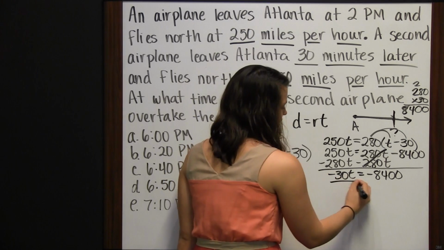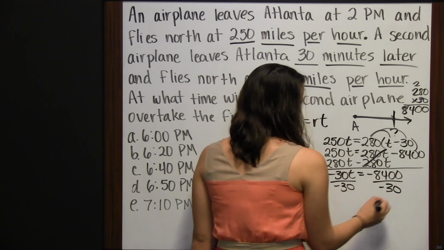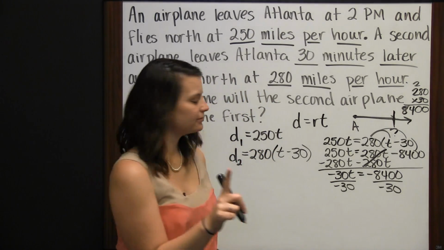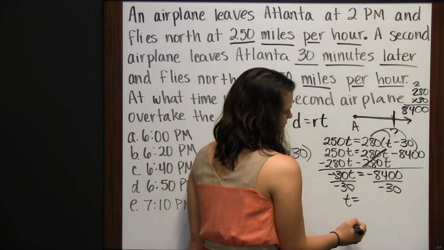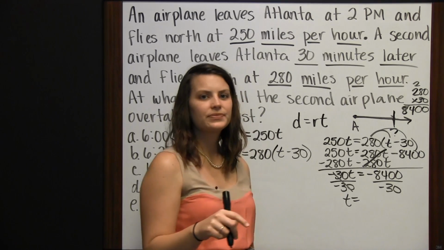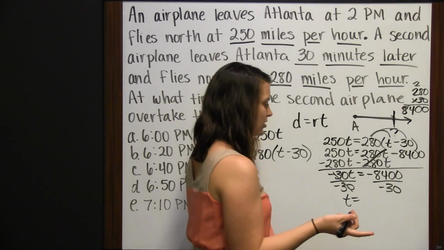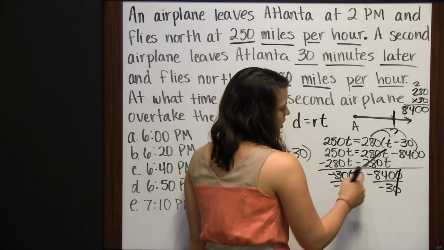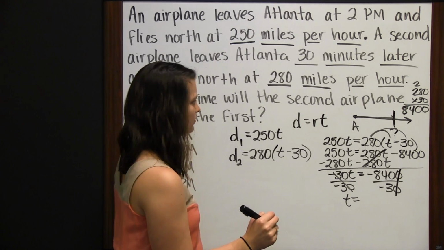To solve for t, then, we need to divide both sides by negative 30. Negative 30 divided by negative 30 is 1, times t is simply t. Negative 8,400 divided by negative 30. First of all, a negative divided by a negative is a positive. Then we can cancel a 0. And really all we have to do is divide 840 by 3.